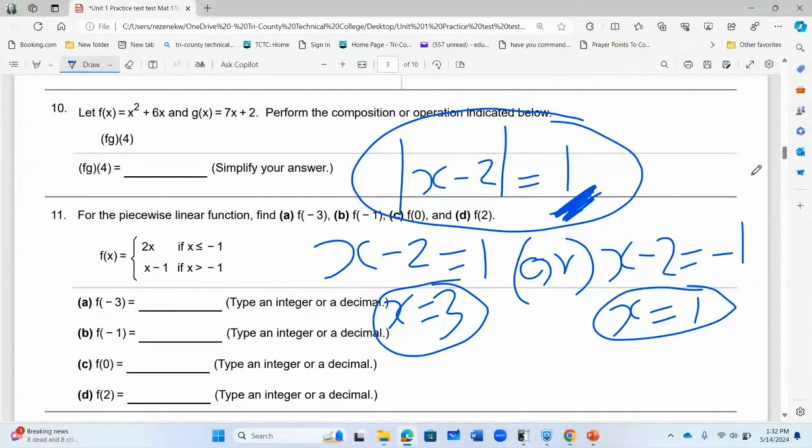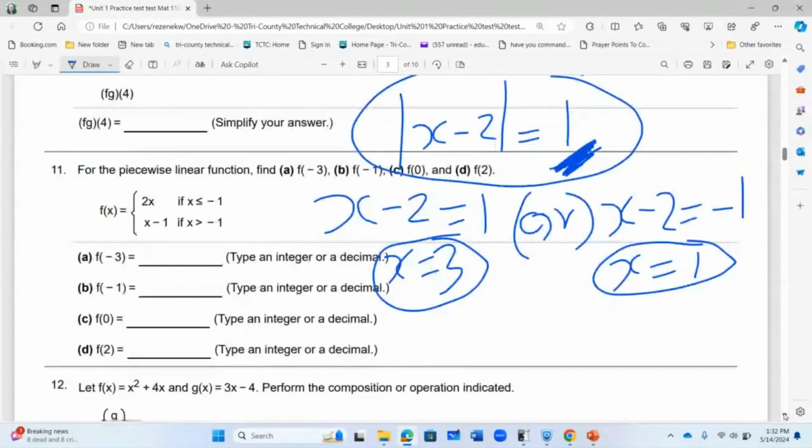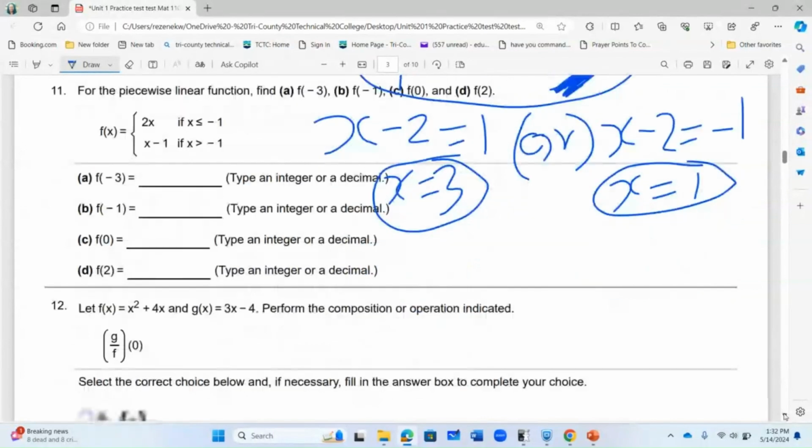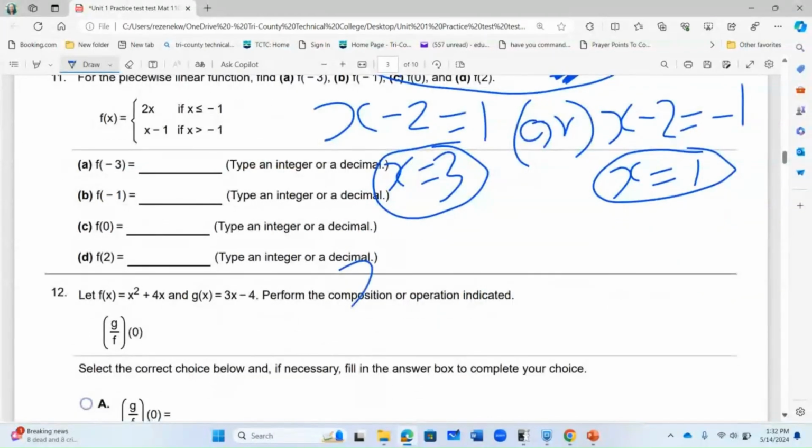Also, I can be told to transform an absolute value function into a piecewise-defined function. Again, suppose I have the absolute value of x minus 2 is equal to 1.